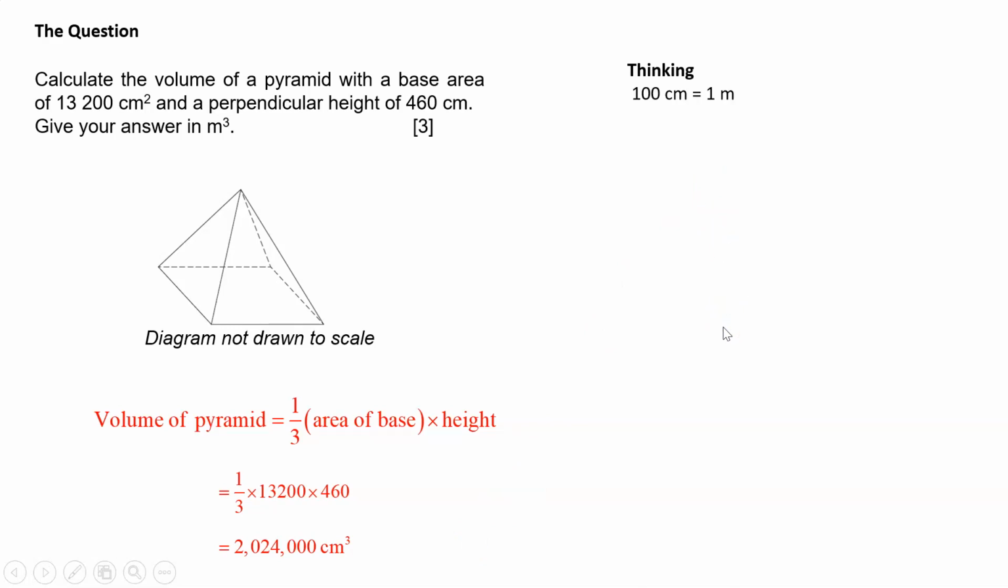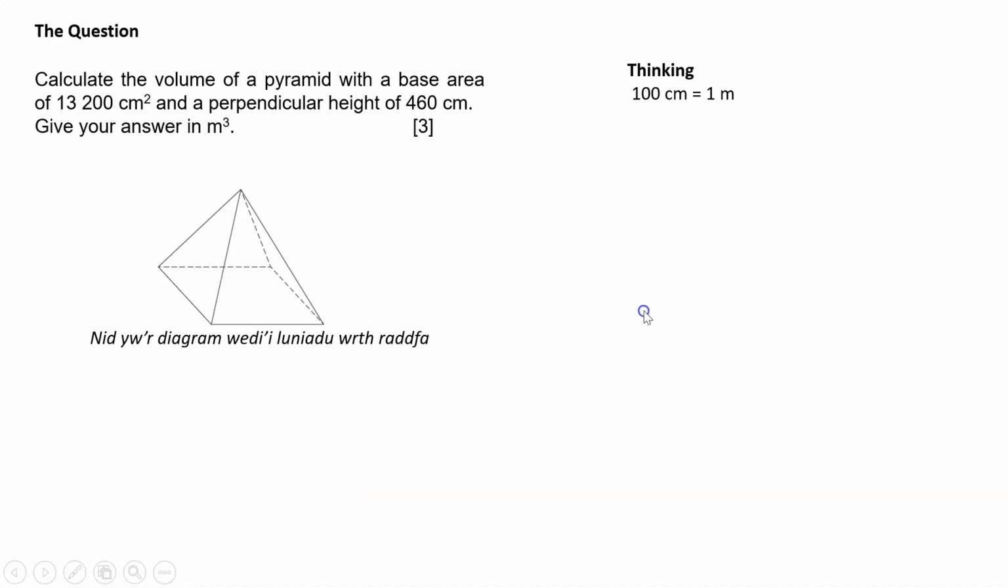So 100 centimetres is the same as 1 metre. Therefore 100 centimetres all squared would be the same as a metre squared. That's in 2 dimensions, giving us 10,000 centimetres squared. For a metre cubed, we need to cube 100 centimetres, and that would give us 1 million centimetres cubed within 1 metre cubed. That's in 3 dimensions. Therefore, changing our centimetres cubed, we get 2.024 metres cubed.